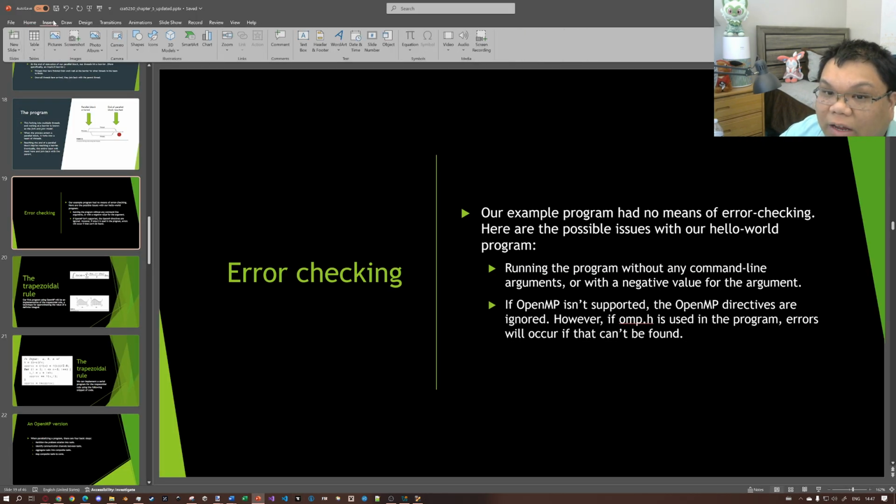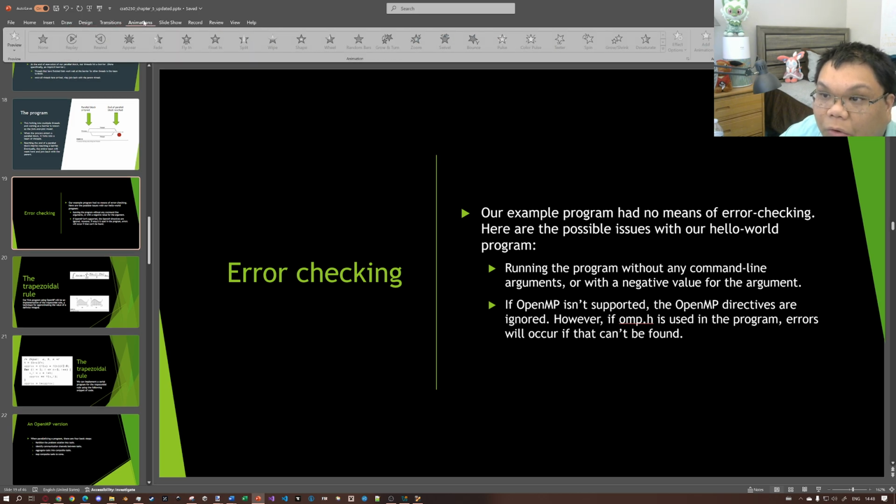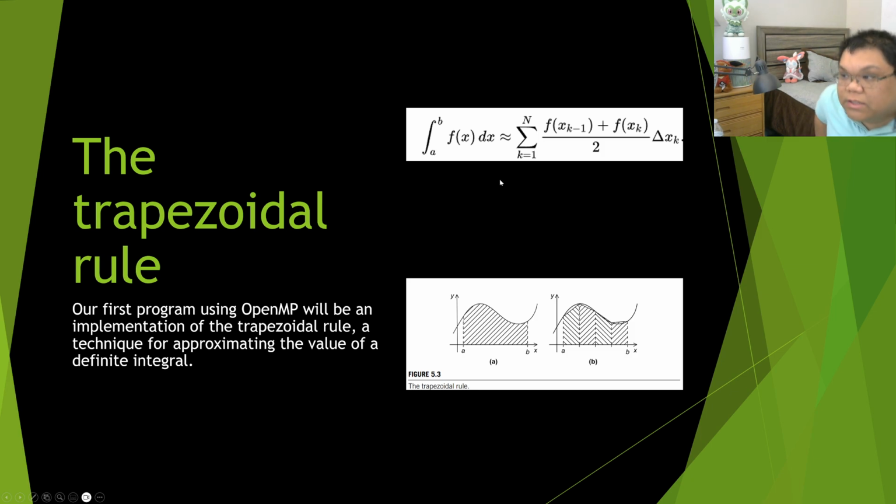And that is, we're going to write a whole new program using OpenMP. And that is an implementation of what is called the trapezoidal rule in calculus. So the trapezoidal rule is a technique for approximating the value of a definite integral. Basically in calculus, or more specifically integral calculus, you have some area under a curve, and you want to find what that area is. We can approximate that by dividing that area into thin strips of the same width.